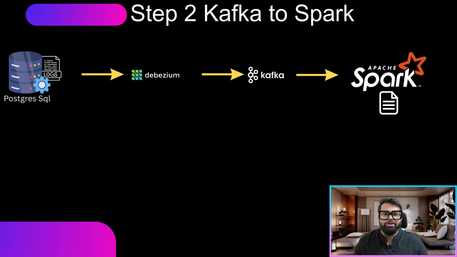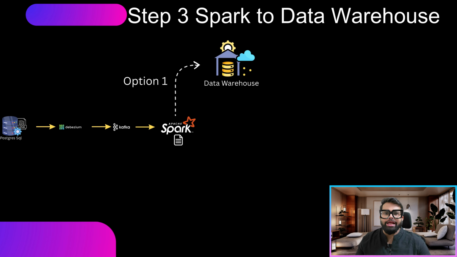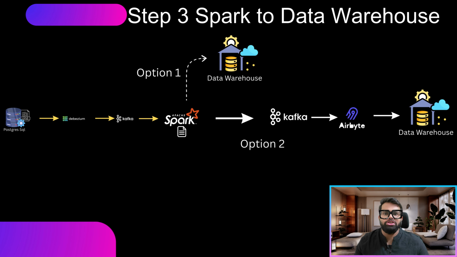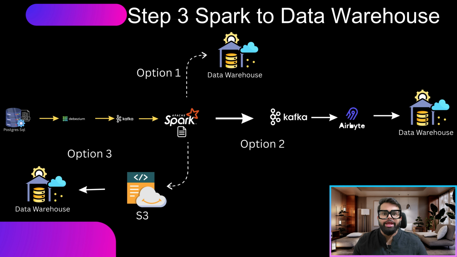After processing the data with Spark, the next step is to push it into the data warehouse. Spark can write the transformed data directly into the warehouse of your choice, whether it's Snowflake, BigQuery, or Redshift. Alternatively, you can use a tool like Airbyte to sync data from Kafka into the warehouse, especially if you prefer managing ingestion through connectors. Another approach is to first land the processed data into a staging area like cloud storage, S3, and then load it into the warehouse from there.